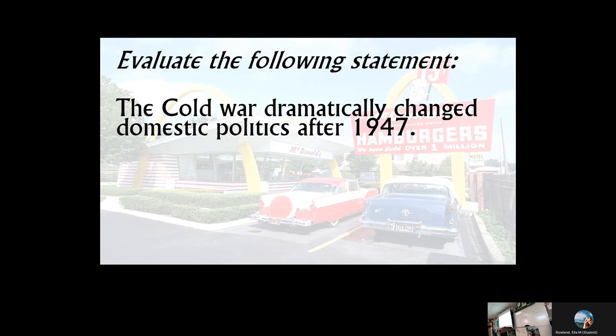Any other ones? So what did you talk about? Turkey, Greece, defense spending, containment, domino effect. Is there another one? This is domestic politics. What else just happened? We just saw something about that. Yeah, McCarthyism and HUAC. Is there another one? Was there an election? Yeah, the election of 1948. Is there another one?